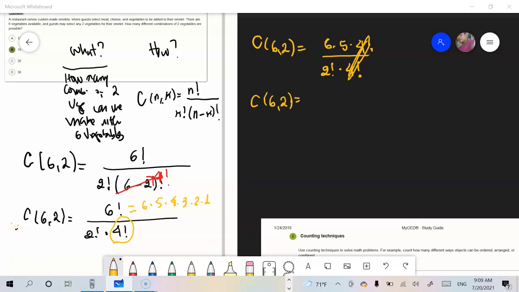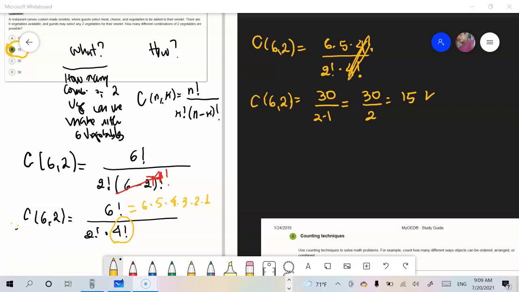So the combination of 6 vegetables in groups of 2 at a time is going to be equal to 6 by 5, which gives me 30, and 2 factorial is 2 by 1, so that gives me 30 over 2, and that's equal to 15. So option B, as you can see here on the top left of the page, is the right option. So our answer is 15, and you know how we got it.